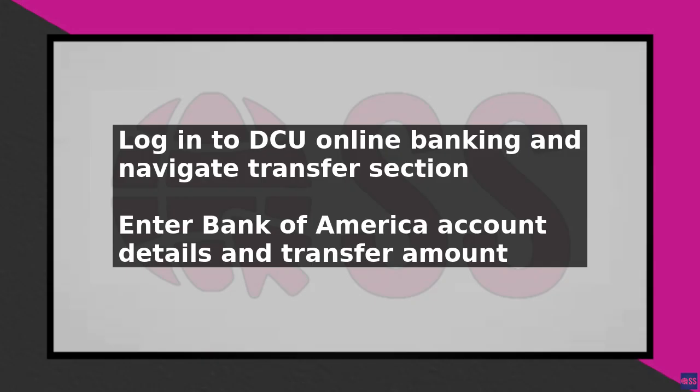Next, log into your DCU online banking account and navigate to the Transfer or Payment section. Select the option to transfer funds to an external account and enter the Bank of America account information, including the account number and routing number. You will also need to specify the amount of money you want to transfer.